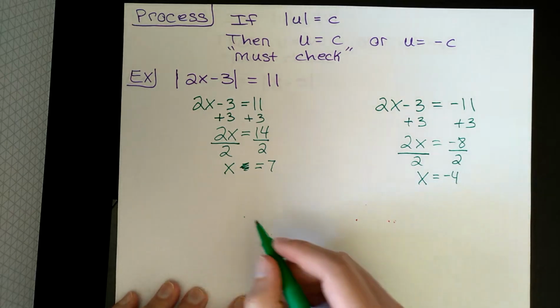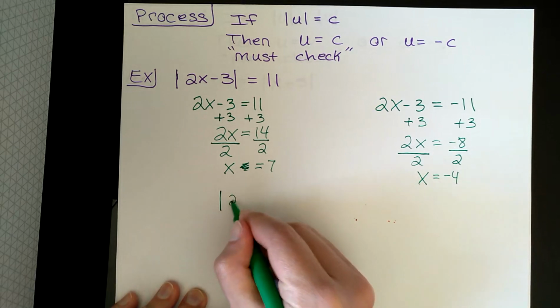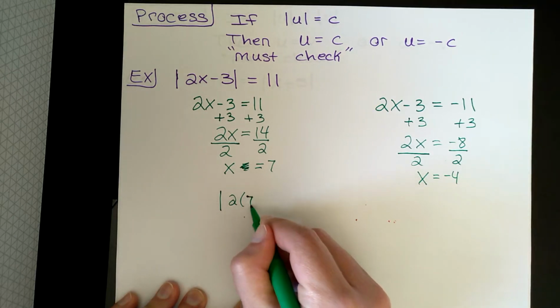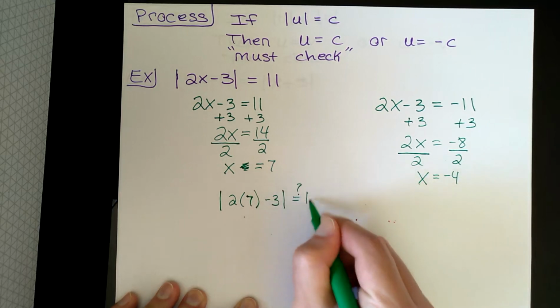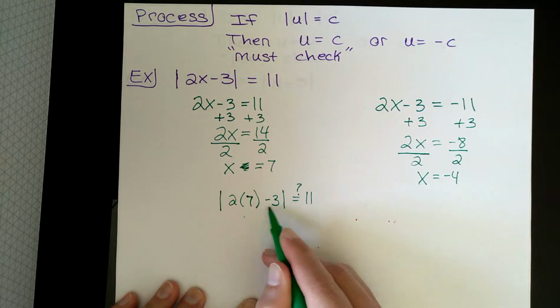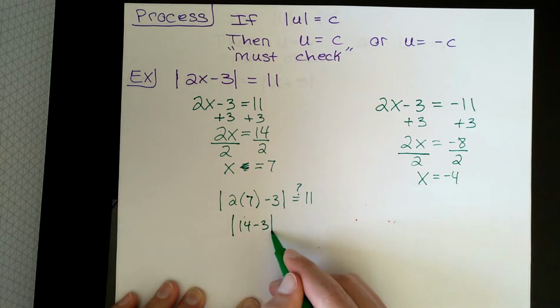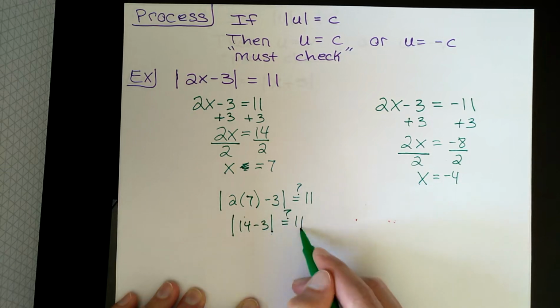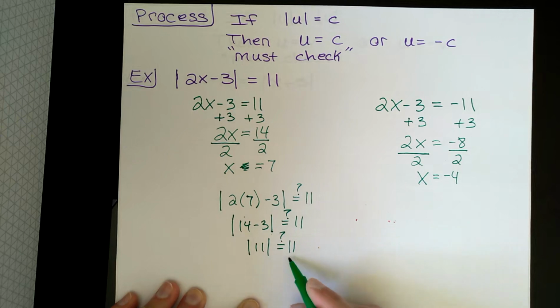And now we'll just do a quick check to make sure this worked out. We have the absolute value of 2 times x, we'll say is 7, minus 3. We want to check if that's equal to 11. Well, the absolute value of 2 times 7 minus 3 gives us the absolute value of 14 minus 3. 14 minus 3 is 11, so we have the absolute value of 11. Is that equal to 11? Yes, it checks out.